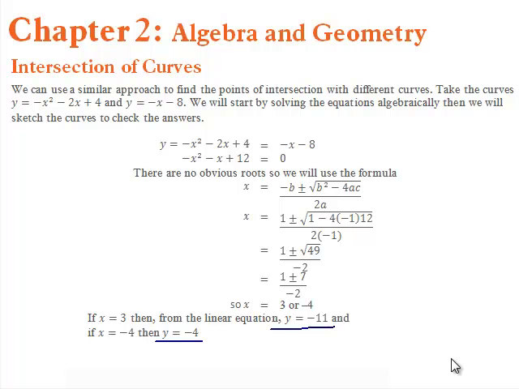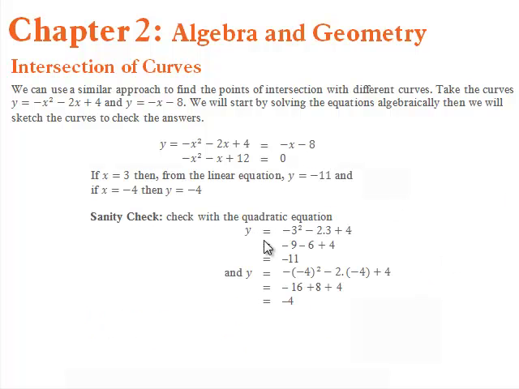As in the previous example, we must check these values, so we'll put those x values into the quadratic equation. So I'll make a bit of space. We put it into the quadratic equation, so when x is equal to 3, y is equal to 11, which agrees with the previous one, and when x equals minus 4, y is equal to minus 4, which also agrees with the previous one. So the chances are we've got that right, so let's have a big tick for that.